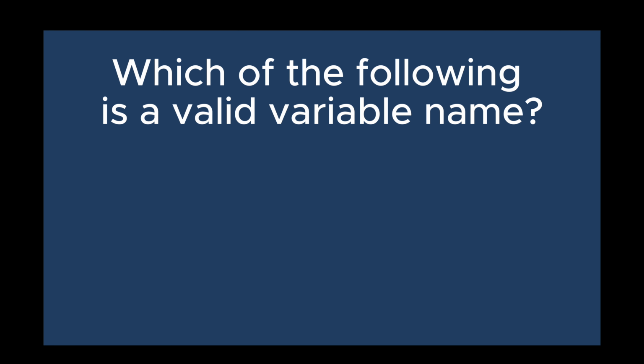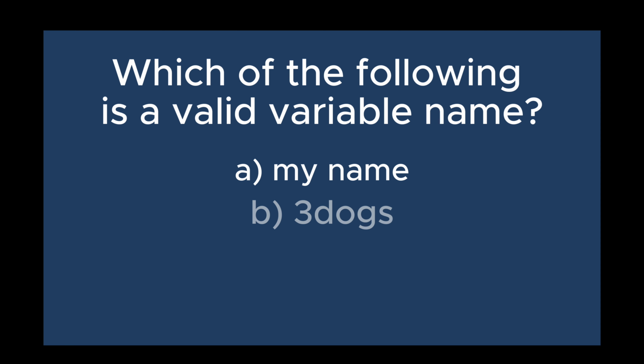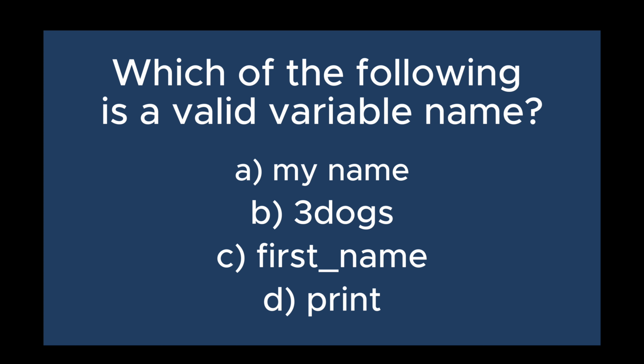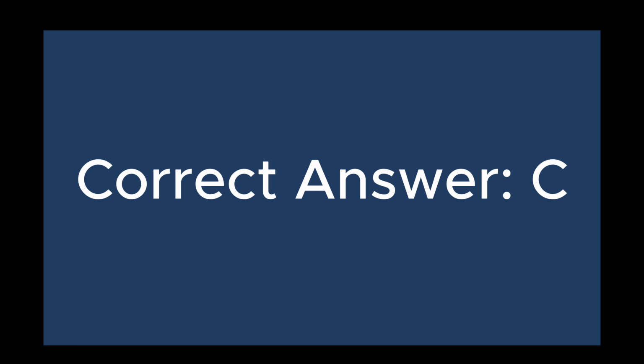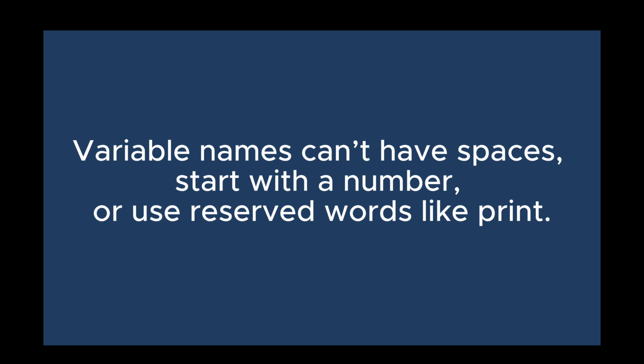Which of the following is a valid variable name? A. My space name. B. 3 and then dogs. C. First underscore name. D. Print. And the correct answer is C. This is because variable names cannot have spaces, start with a number, or use reserved keywords in Python like print.